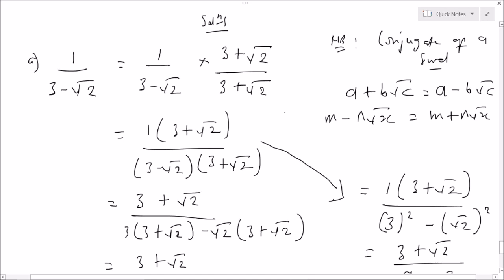So briefly, that is how we simplify or we rationalize surds with binomial denominators. We simply multiply both numerator and denominator by the conjugate of the denominator, and I've explained what I mean by the conjugate of a surd.